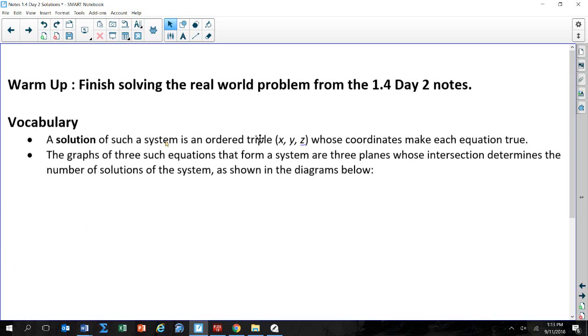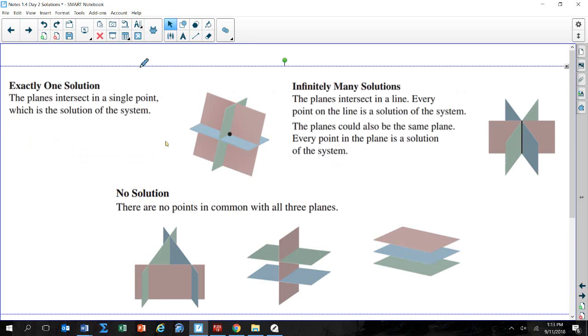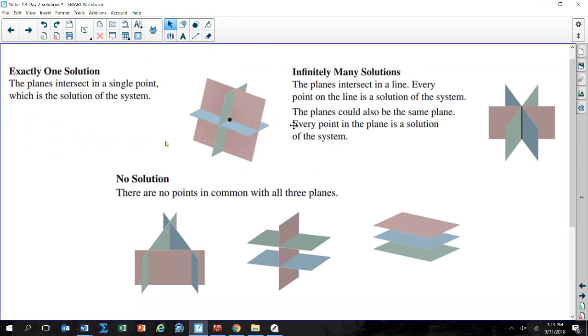So remember, a solution is written as an ordered triple, x comma y comma z. And we talked about last class how there are these 3 situations that can happen. Last class we talked about how there's a possibility of only getting one solution. And here's what we're going to talk about today: the infinitely many solutions and no solution possibility. So infinitely many solutions happens when all 3 planes intersect in a line. Remember, there are an infinite amount of points on that line. The points of intersection are the solutions. So there's an infinite amount of solutions. There's also a possibility for no solution. If all 3 planes don't intersect at the same point, then there's no solution.